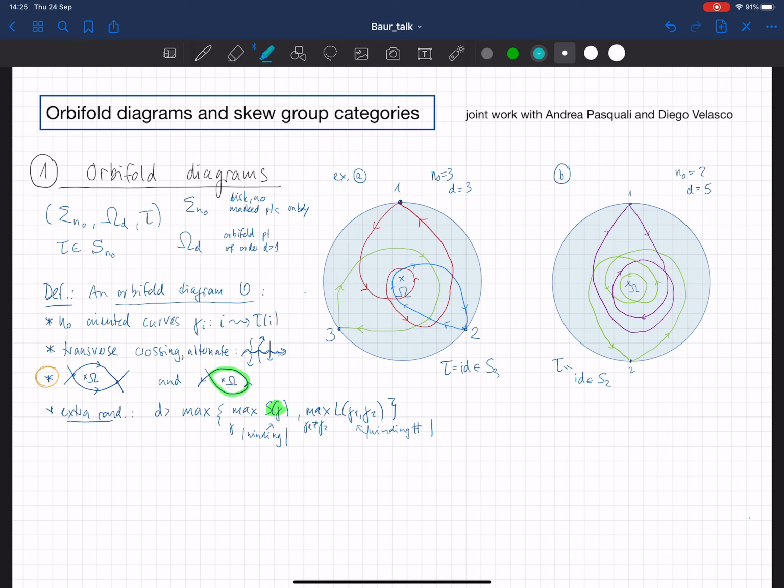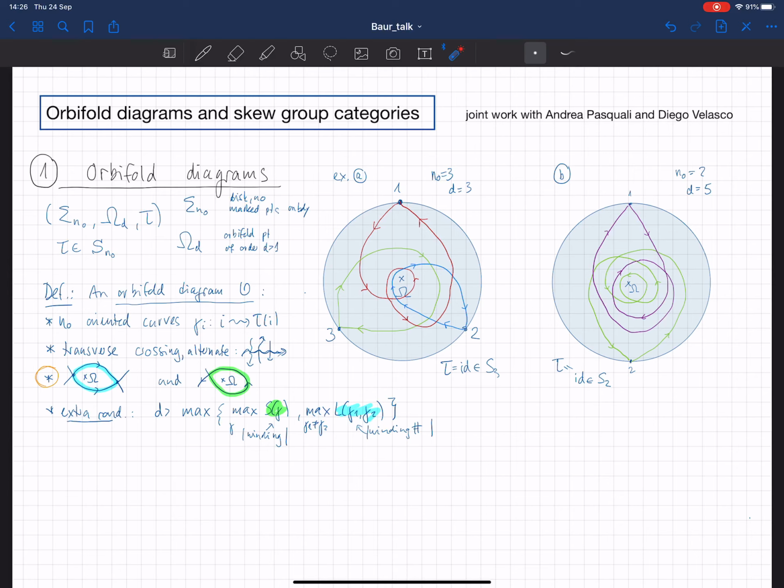Or whenever I have two strands meeting in parallel, I also look at the loop they form, like going along gamma 1 and backwards gamma 2, and take the absolute value of these winding numbers. So these should be larger than that. I've drawn two examples here. One, A, has n0 equals 3, d equals 3, and tau is the identity in S3, and the other one has only 2 marked points on the boundary. The degree is 5, and again we have the identity.